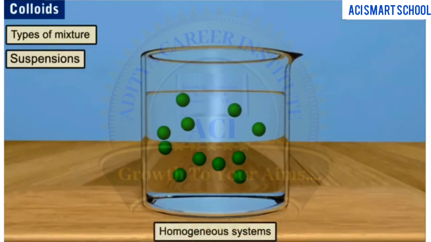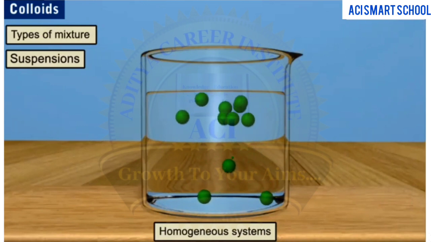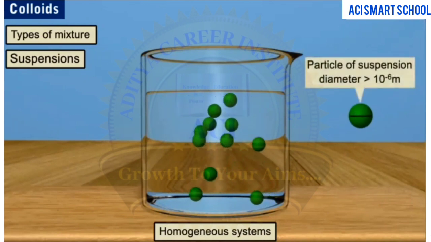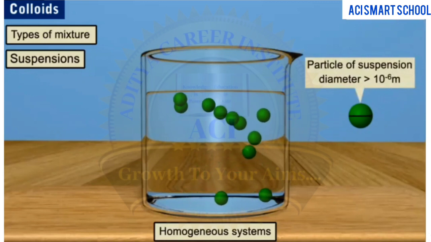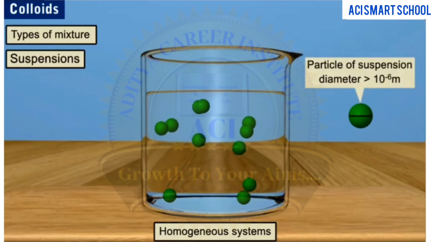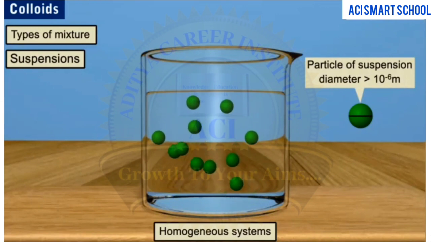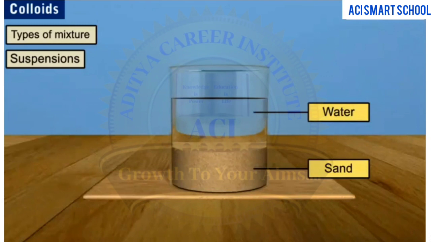On the other hand, a suspension is a heterogeneous system. The particle size of the molecules in a suspension is more than 10 to the power minus 6 meters. These particles can be seen with the naked eye. Sand in water is an example of suspension.